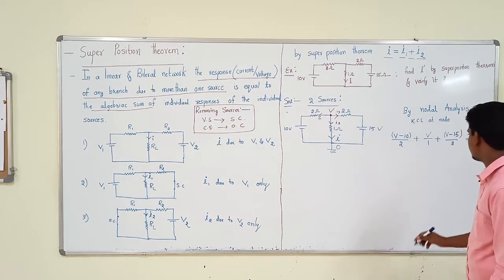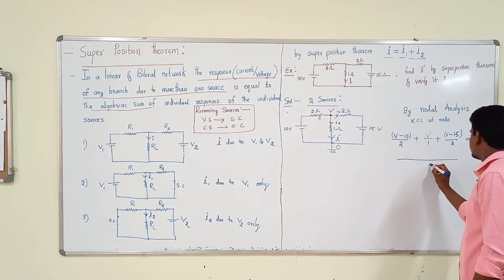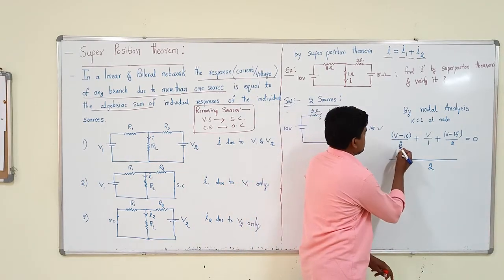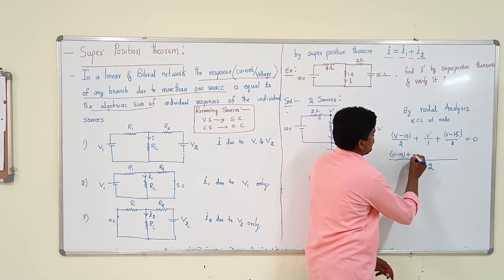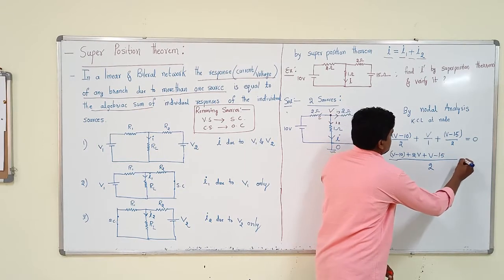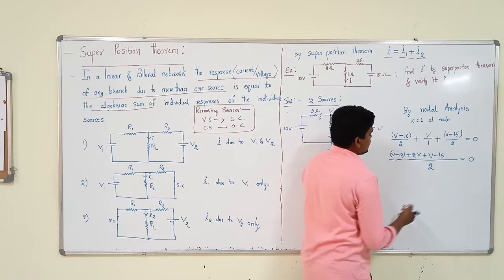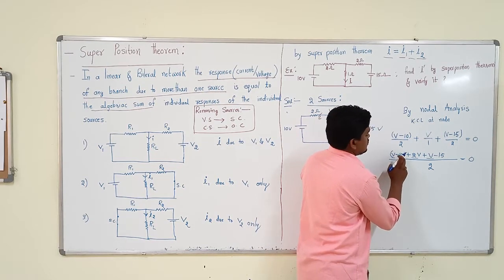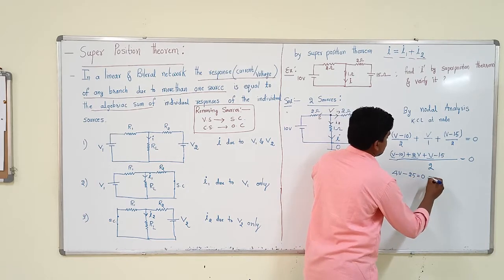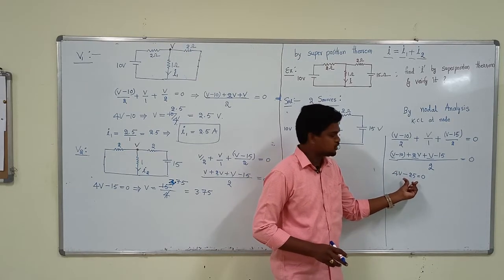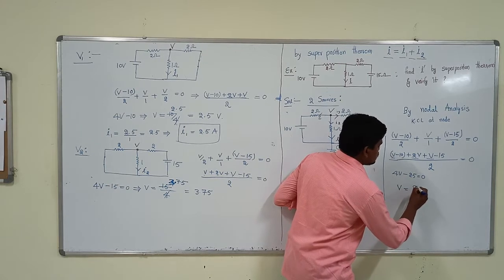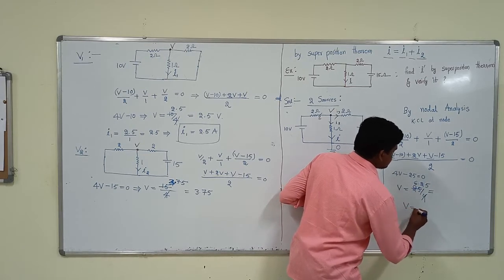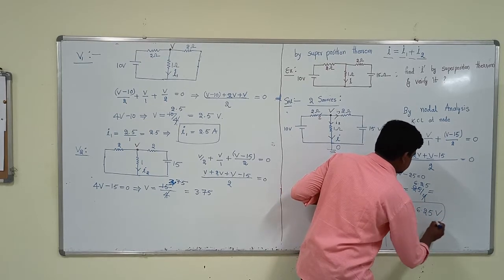Now you simplify this. By doing the simplification, the LCM is 2. So V minus 10, then 2V, then V minus 15 is equal to 0. 2 multiplied by 0 becomes 0. Then V, 3V, 4V. 4V minus 10 minus 15, that is minus 25, is equal to 0. Now 4V minus 25 equals 0. From that we find V equals 25 by 4, that is V equals 6.25 volts.